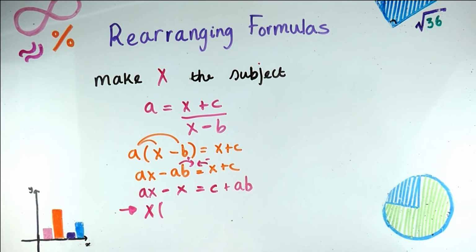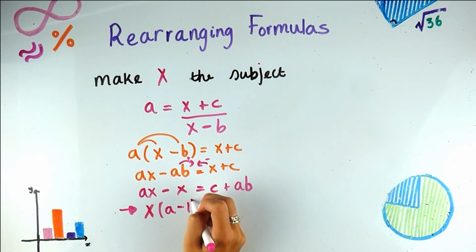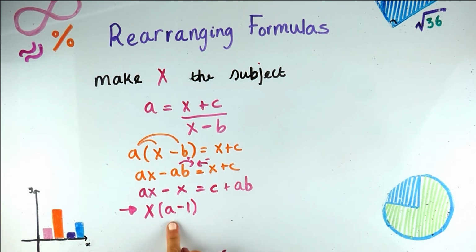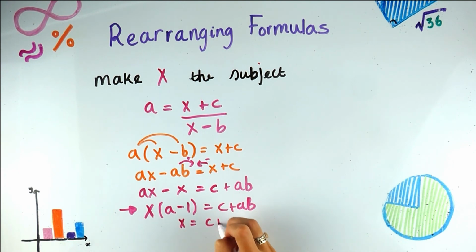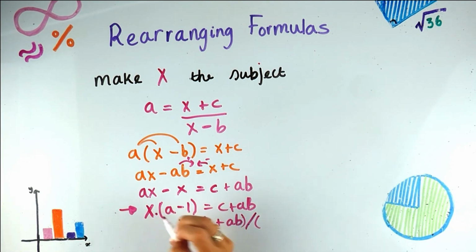So then we just have 1x, so we've got x times a minus 1. If you expanded that, x times a would be ax, x times minus 1 would be minus x. Okay, just like before, what do we do now? X equals c plus ab, all divided by a minus 1. There's an invisible multiply here, so to get rid of the a minus 1, it's multiply on that side, so over the equal sign we divide. So we go c plus ab divided by a minus 1.